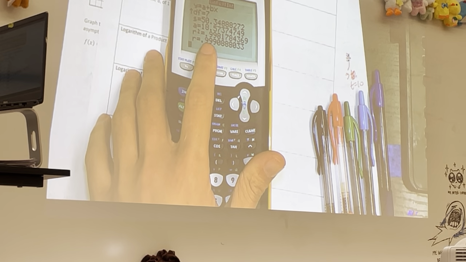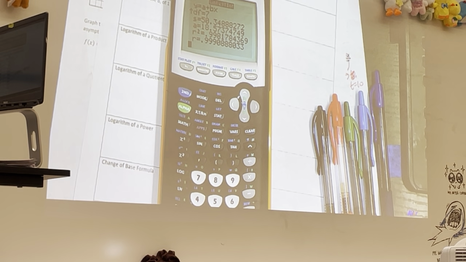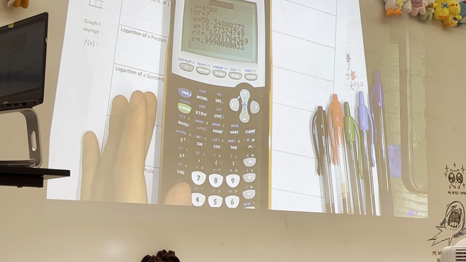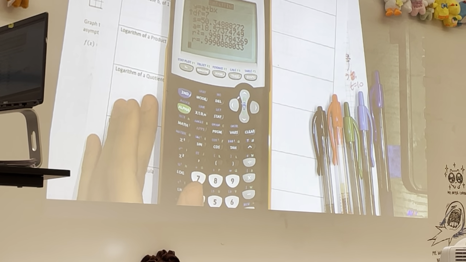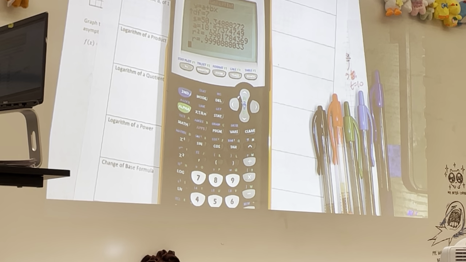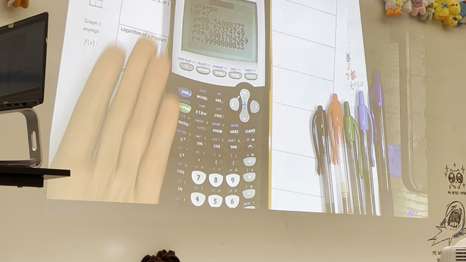Notice that R is 0.999, which signals a very strong, almost perfect linear relationship. Okay. So now that we did the linear regression t-interval, now we have the residuals in our calculator.